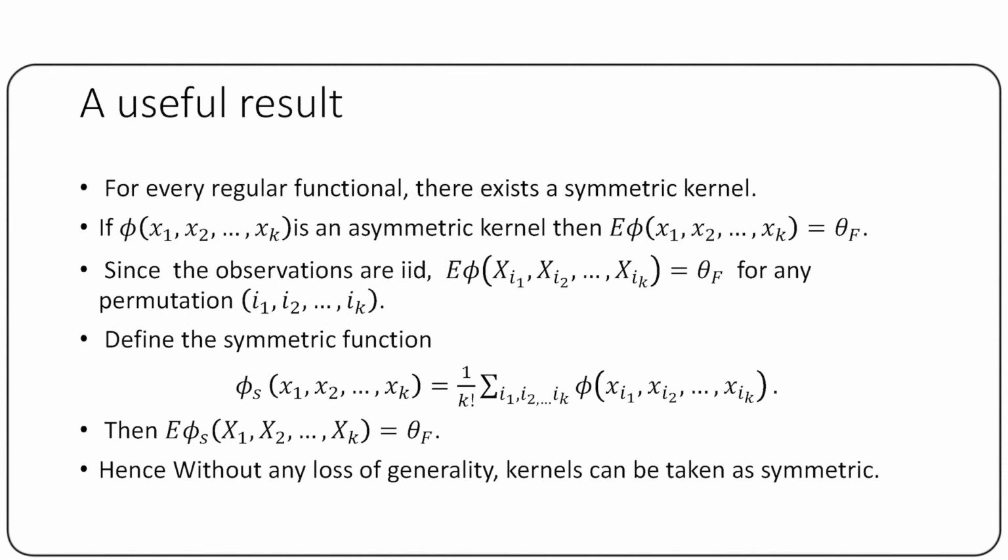Now, we give an interesting result, which is that for every regular functional, there exists a symmetric kernel. The proof goes like this. Consider a kernel of degree k and take all the k factorial permutations of its arguments. For each permutation, evaluate the kernel. Then the average of these values will also be a kernel with symmetry. Therefore, without any loss of generality, kernels can be taken as symmetric.